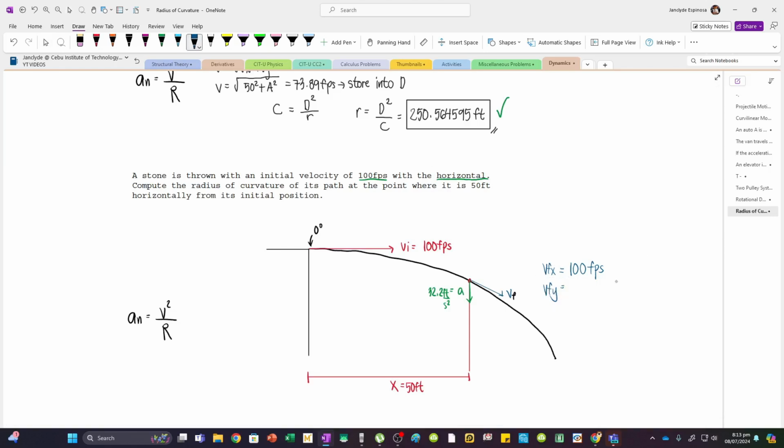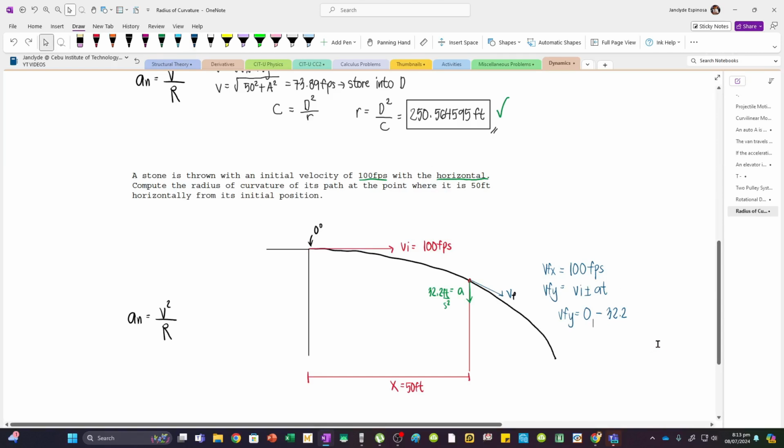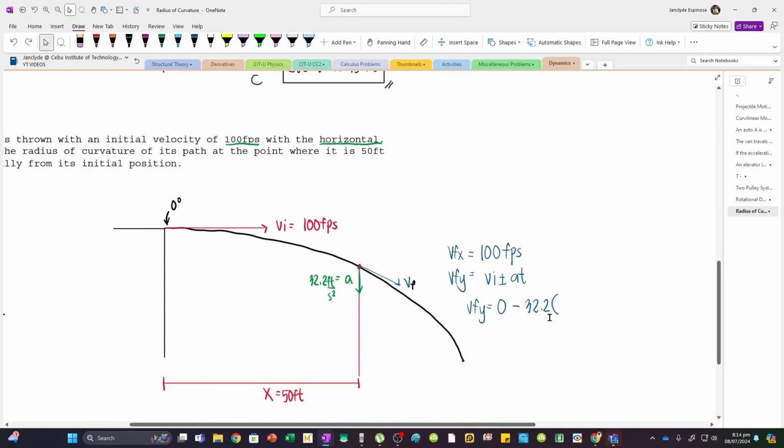Diba, Vfy is Vi plus minus AT. So, we have Vfy is 0 and then plus or minus 32.2, for which we are going to use minus kasi this is a downward acceleration. And then what is T? By the way pala, you can also treat this as positive because gravity already helps the stone move downward. So, pwede rin plus.